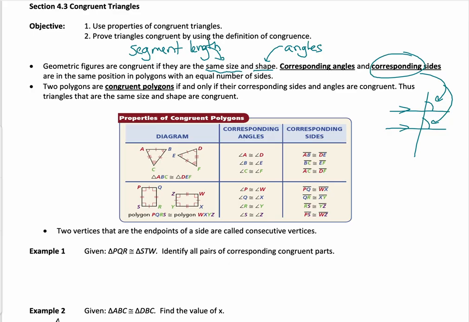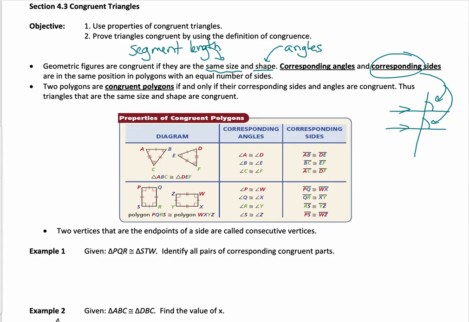This word corresponding, again, means figures in the same position in one shape that they're in the other shape. So matching up, if you will, the position of a side on one triangle with a side on the second triangle, or matching up the position of an angle on one triangle with the angle on another triangle. We're pairing these things up in a way that their positions match. That's what we mean when we're talking about corresponding angles and corresponding sides in triangles. And I don't want you to get confused with the corresponding angles postulate, which specifically dealt with parallel lines.